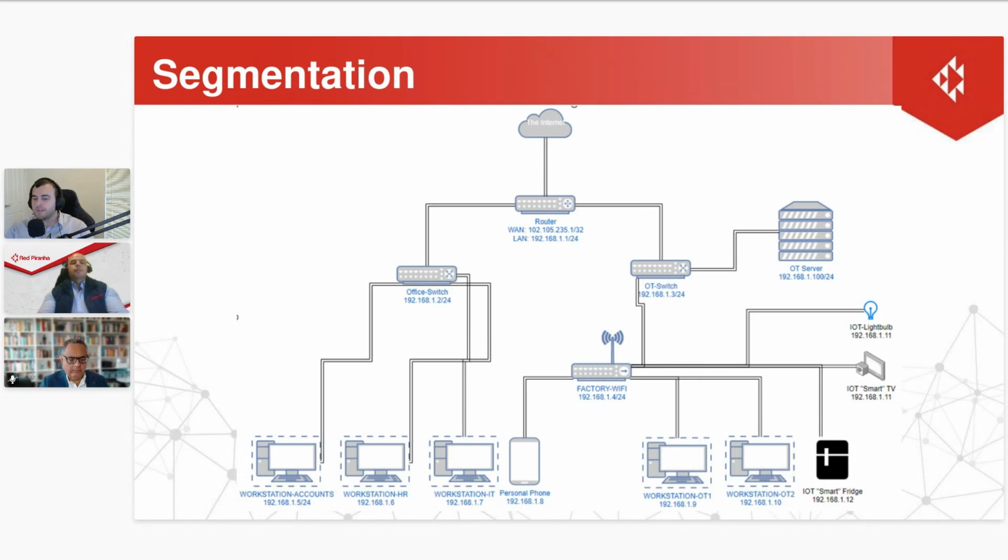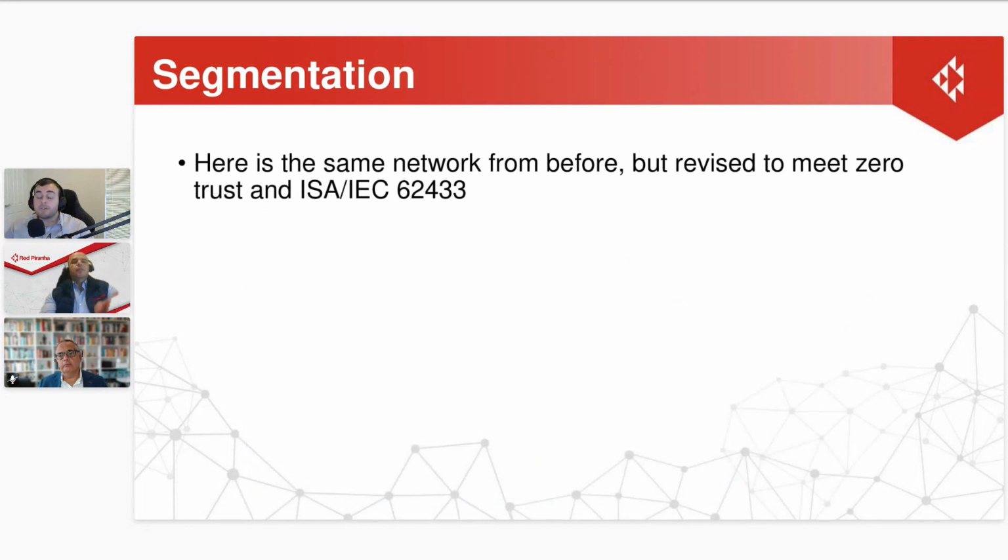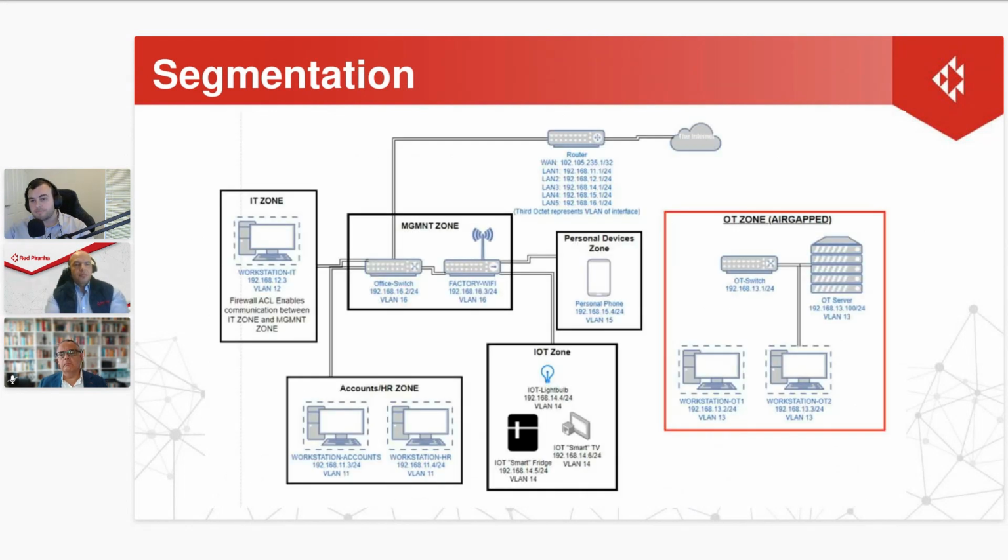So I'm going to show you a modified version of this network that does take into account the ISA 62433 standards and zero trust, and takes them on board when architecting the network. So we have the same devices here, but we've reorganized everything into zones, VLANs, and we've also utilized an air gap for the OT zone.